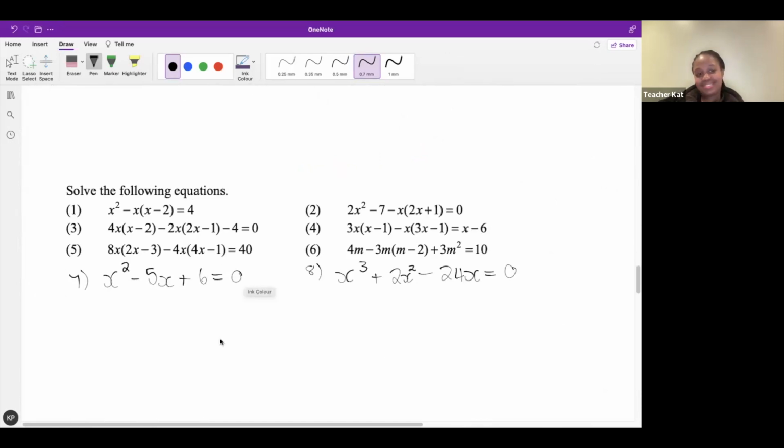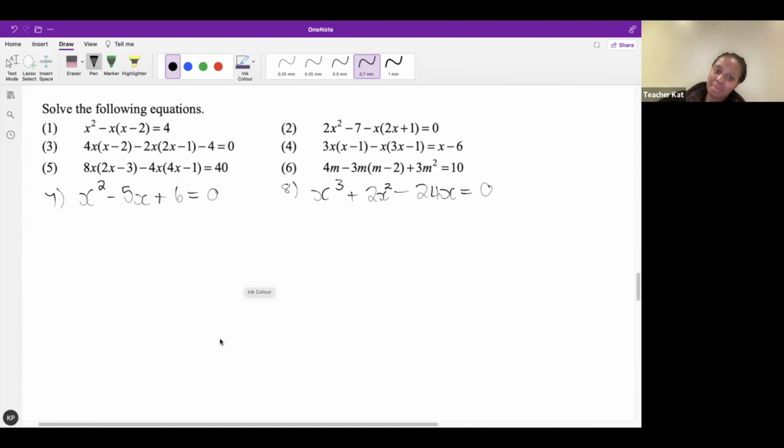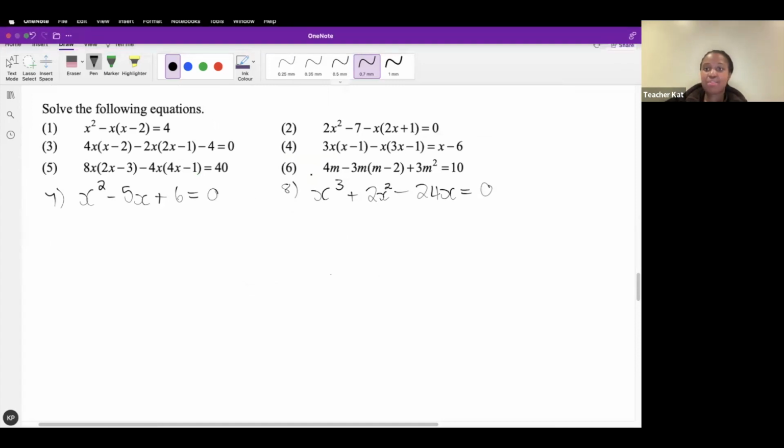Now, let's solve these, right? But as you can see, I wrote in 7 and 8 to spice up our lives a little bit. Because I know you guys can do it. So I just decided to. But let's leave 7 and 8 for now.